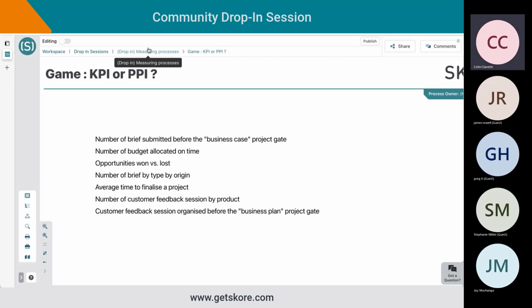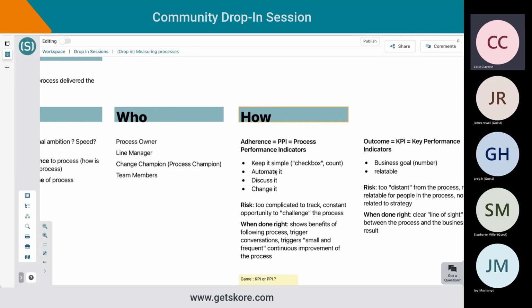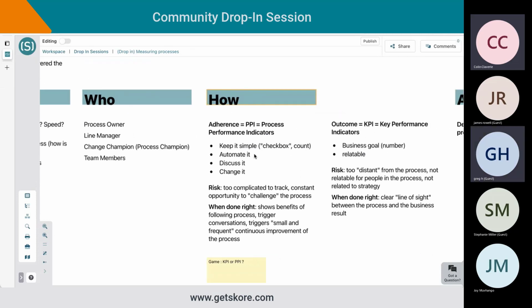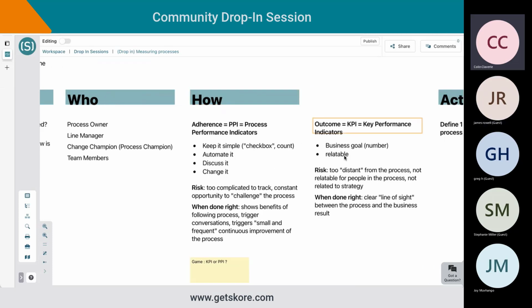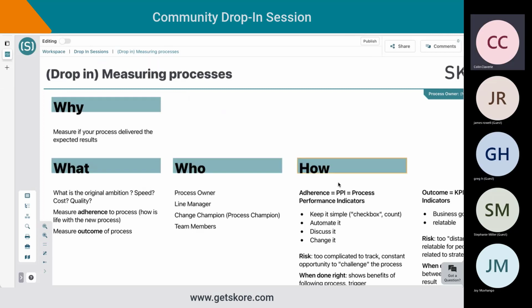Exactly. Yeah. The PPI, that's a very good point, Greg. The PPIs very often are just counts. Out of the X iterations of this process we made, X or Y we're following that. KPIs, you will be all right. If I go back to my customer sessions, we have this target of having two customer sessions. So 100% of products have two sessions. You get the idea. Exactly. Yeah.